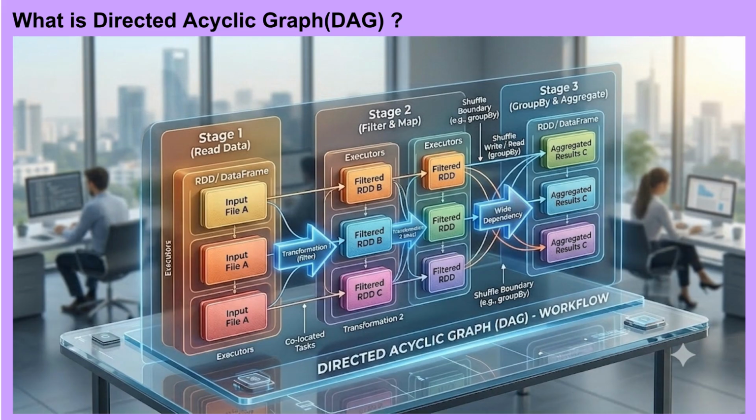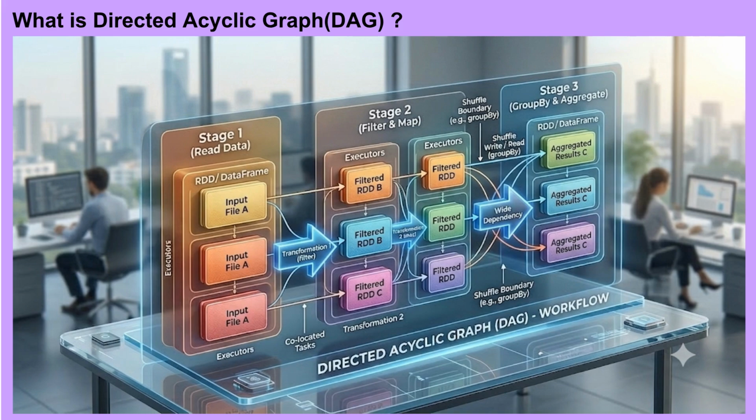The shuffle boundary. To group by country, node C, Spark hits a wide dependency. It writes the filtered data to disk and shuffles it across the network so that all USA logs end up on worker 1, all India logs on worker 2, etc. Stage 2. Final aggregation. The worker nodes count the shuffled data and output the final result to your screen.